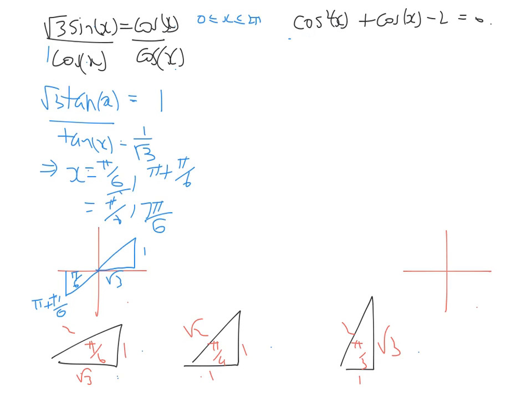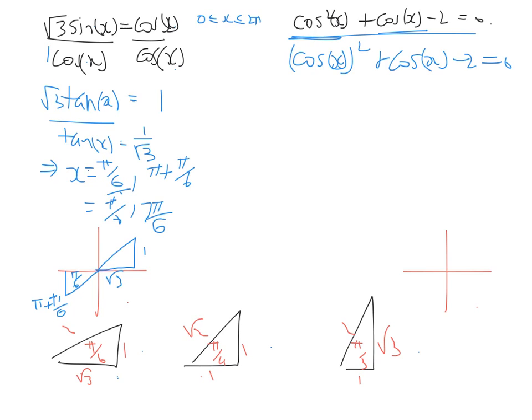On to the next one. If we've got something like this, well, we want to simplify as much as possible. Now, what's really convenient is the fact that we've got a term here, cos squared x, and we've got cos of x. Now remember, this is the same as writing cos x squared. So we've got plus cos x minus 2 equals 0.